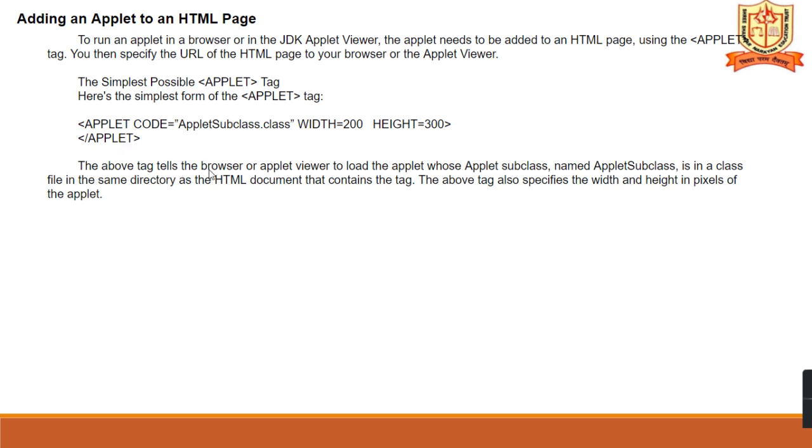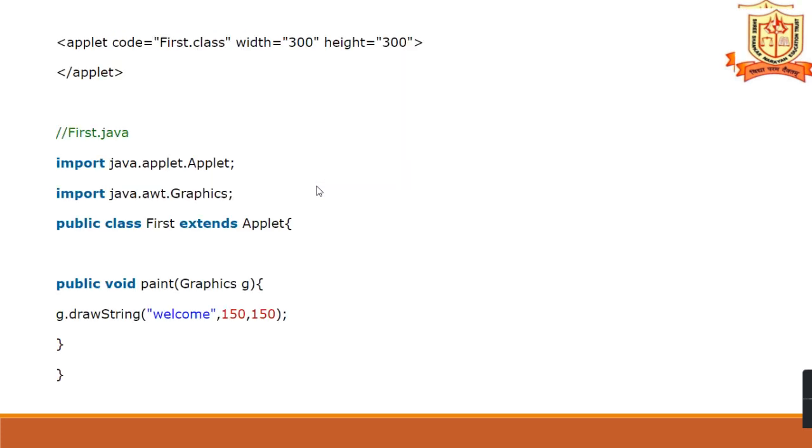So the applet tag tells the browser or applet viewer to load the applet whose subclass is named. What is the applet's name? The applet subclass is in the class file, in the same directory as the HTML document. I will show the example. See, a simple example is there, named First.java.